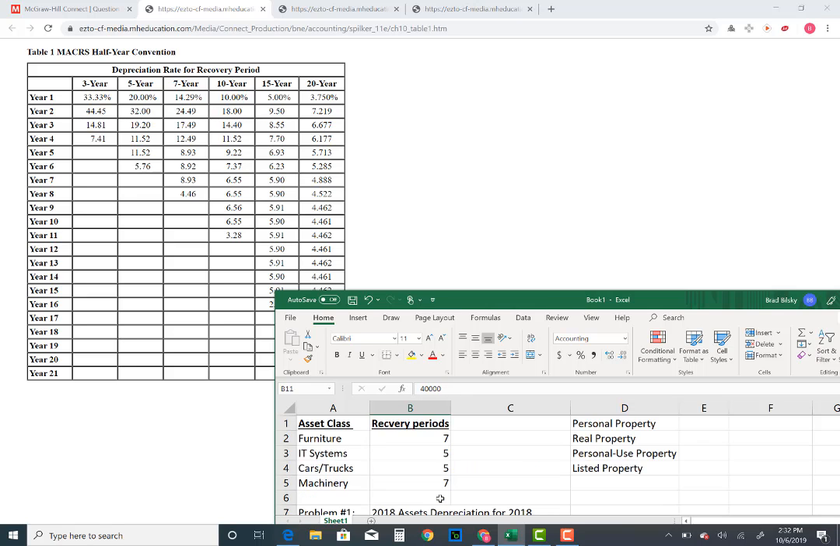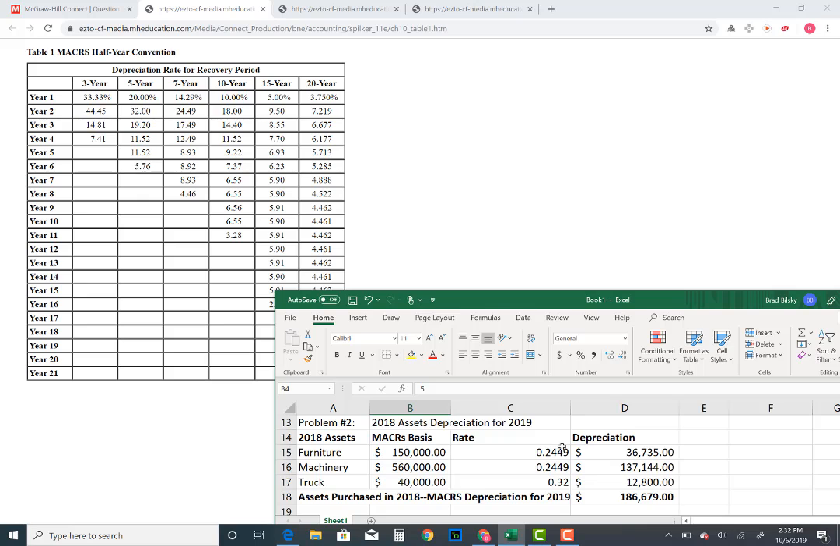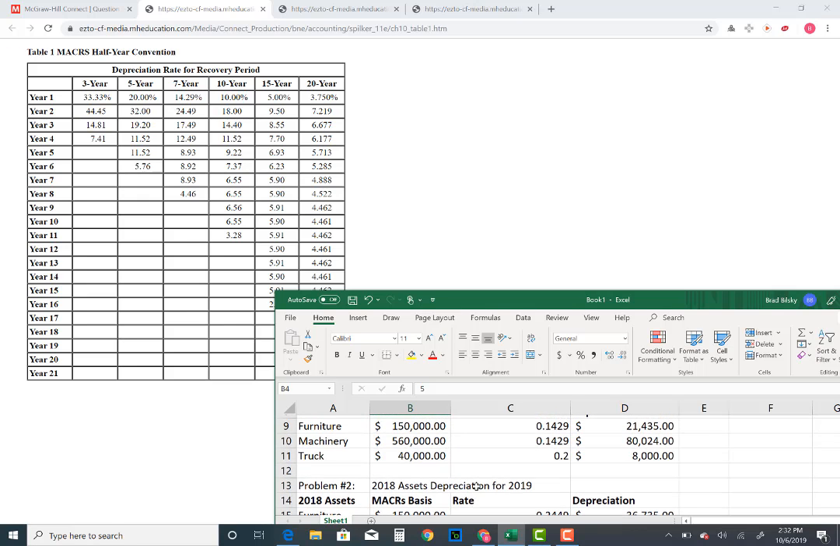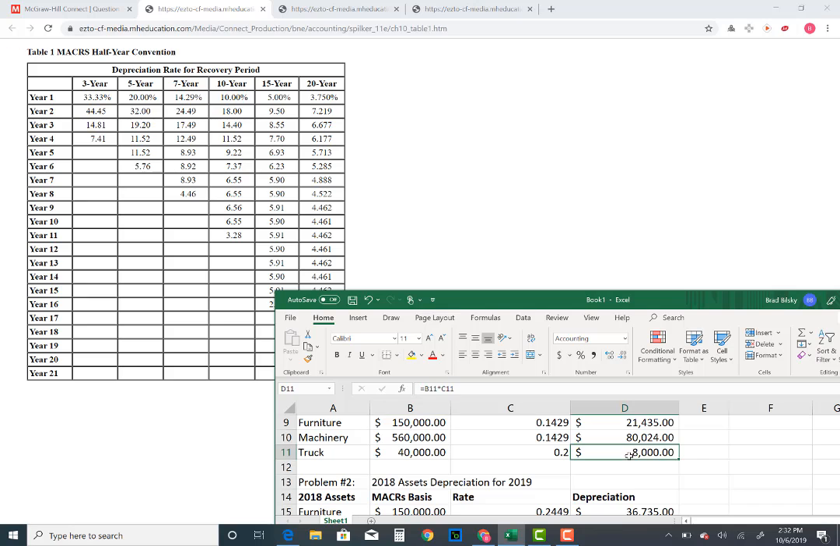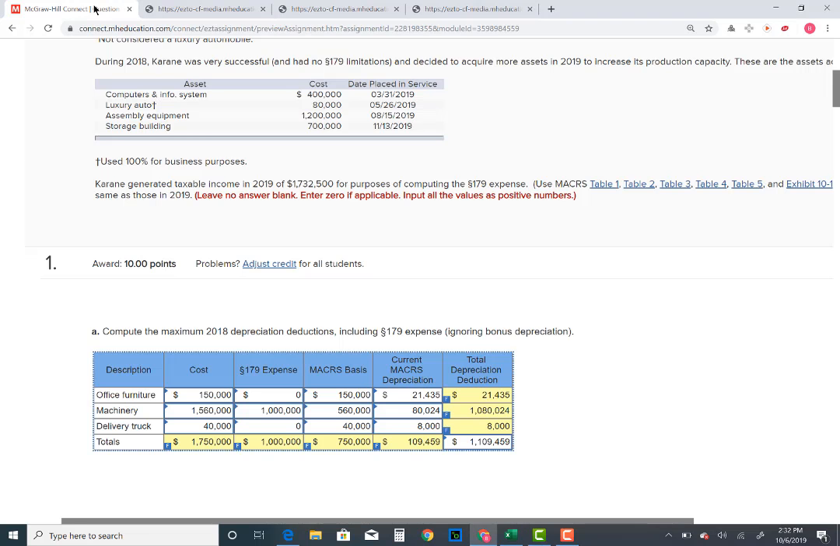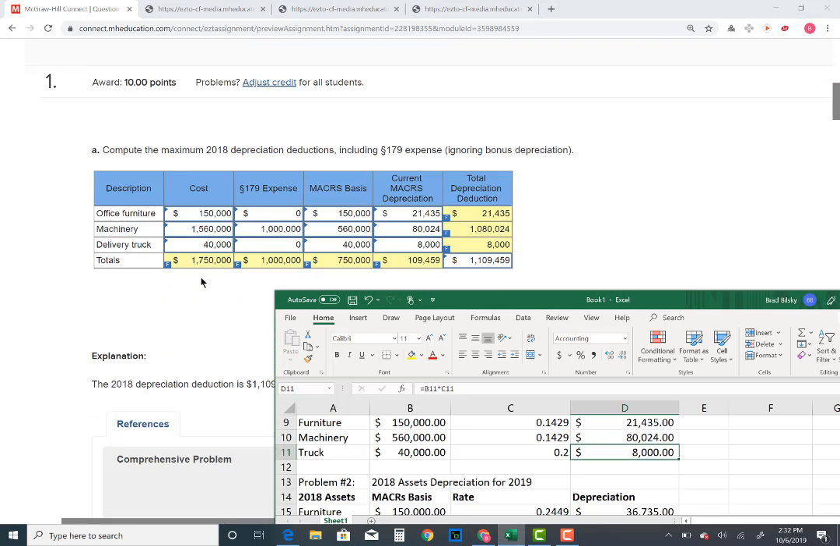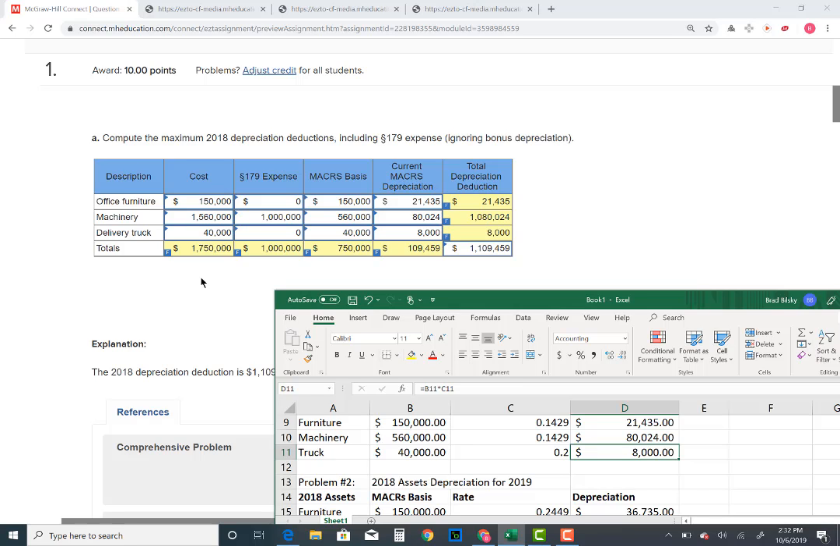Truck, a little bit different. Remember, trucks fall in the 5-year category. So when we're looking at that, again, we're looking at the first year of its life. Well, it's a 5-year asset, so we're at 20%. That's the percentage we use to depreciate it. So we take that 40,000 times 20%, and you get 8,000 in depreciation. And we can see, if we go back to the question here, that matches up. So that's how we do the first year of operations depreciation calculations for real tangible assets when we have a situation using that mid-year convention.